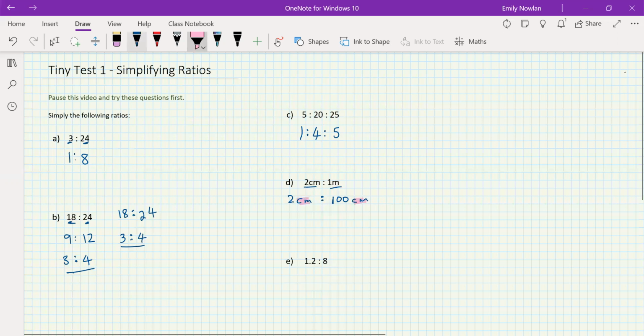Okay, now once I've got the same units, I don't actually need these. It doesn't matter that they're there, but you don't have to think of them anymore. So I just need to go, what goes into 2 and what goes into 100? Well, 2 goes into 2 once, 2 goes into 100, 50. It simplifies to 1 to 50.